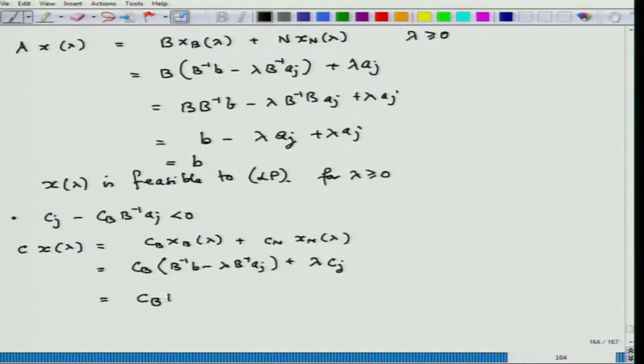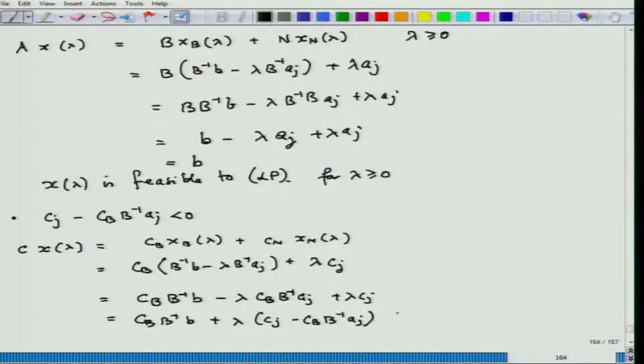So c_B B inverse b minus lambda c_B B inverse a_j plus lambda c_j. So this is c_B B inverse b plus lambda into (c_j minus c_B B inverse a_j). Now I know that this is strictly less than 0. Now this is fixed, this is the objective value at the current BFS.